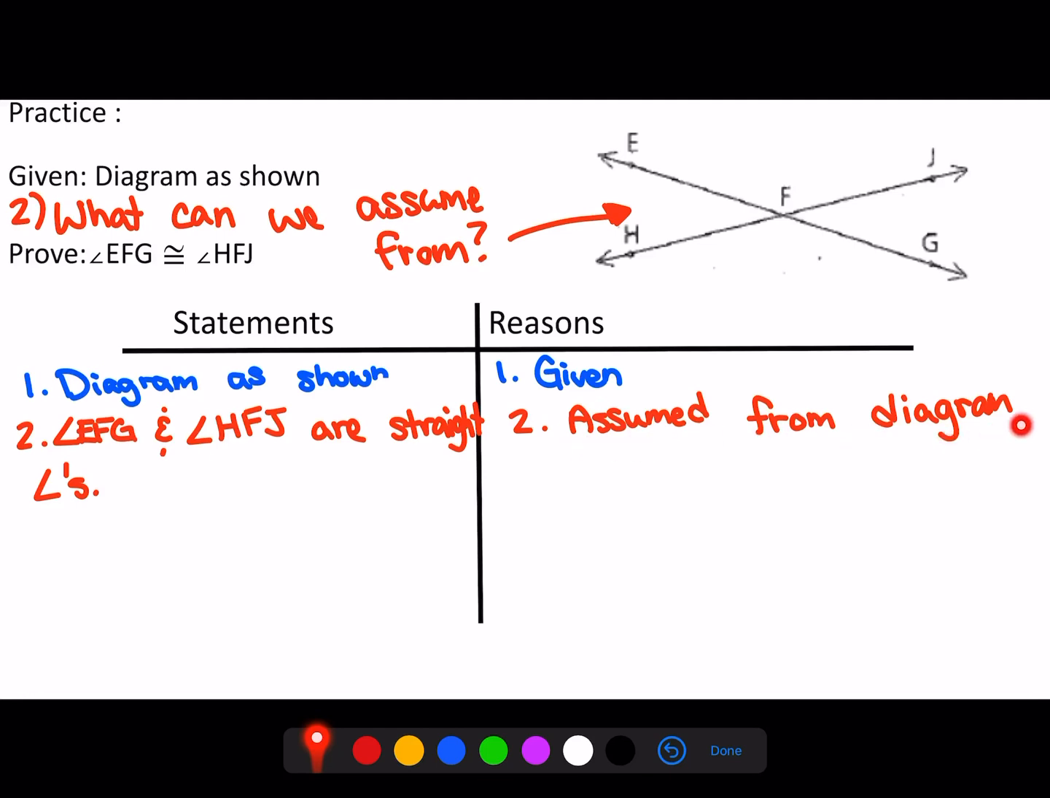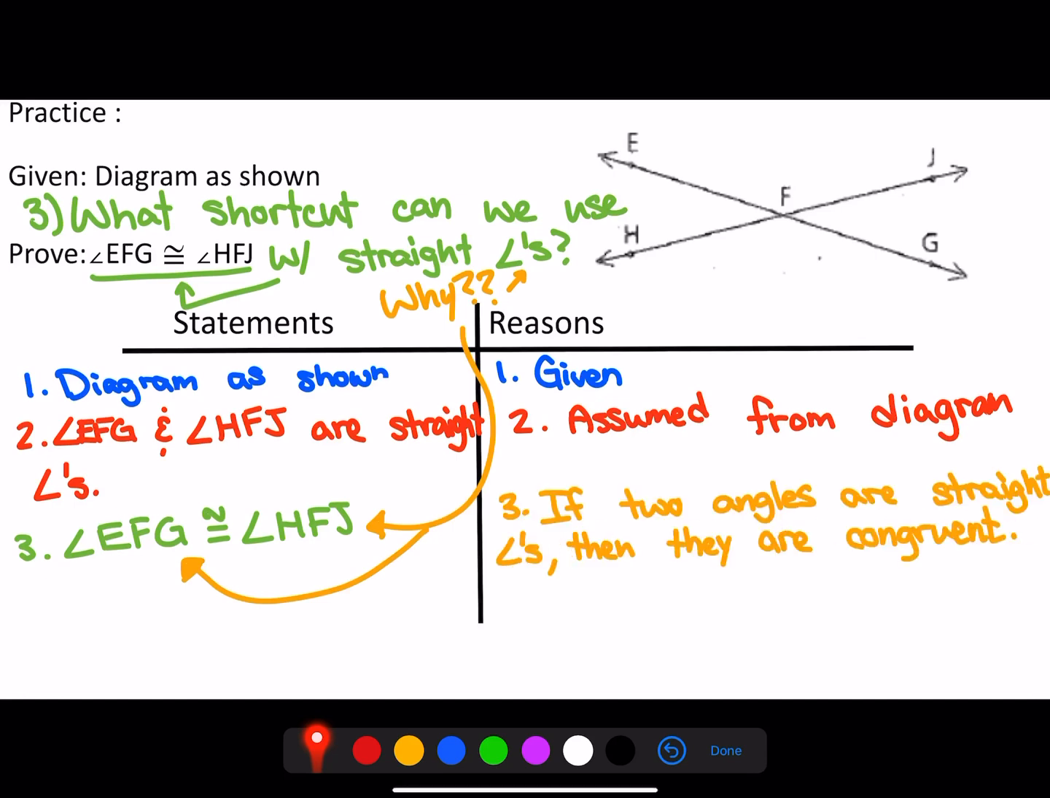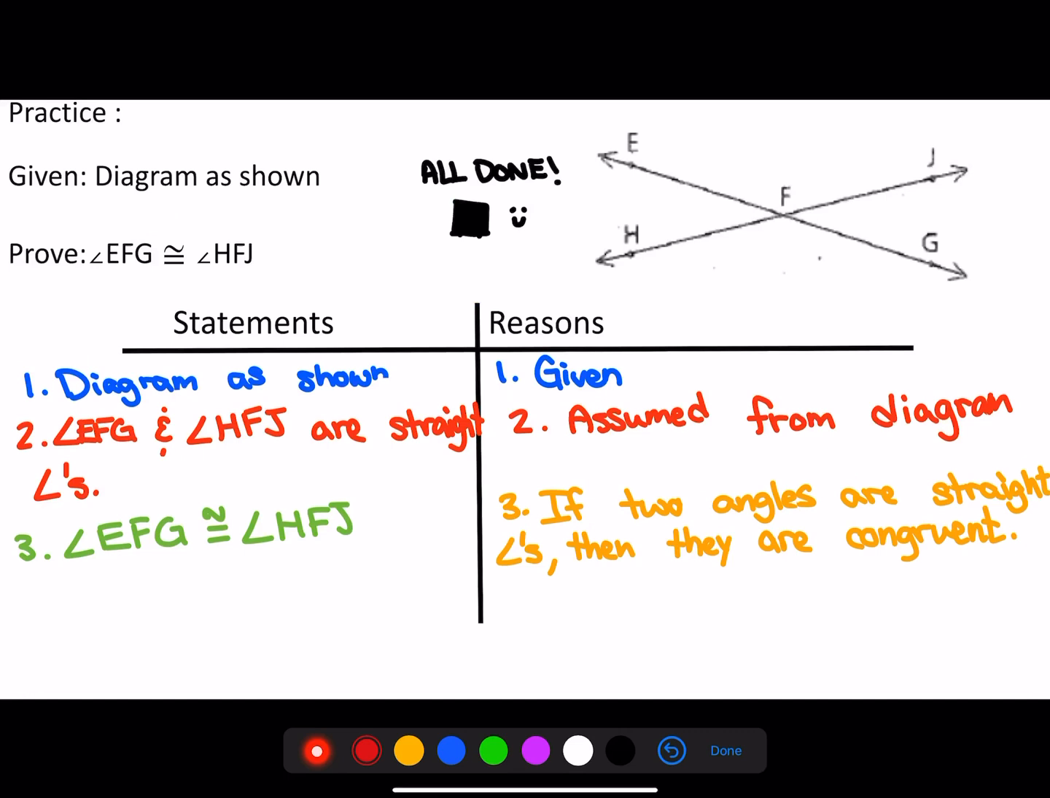Now, if they're both straight angles, can we use a shortcut now? Well, absolutely we can use a shortcut. We can jump straight to our proven statement. Angle EFG is congruent to angle HFJ. Now, why can we use that? Well, in Theorem 2 that we proved earlier today, we found out that all straight angles are congruent to each other. So if two angles are straight angles, then they are congruent. From there, our proof is now finished. We can move on.